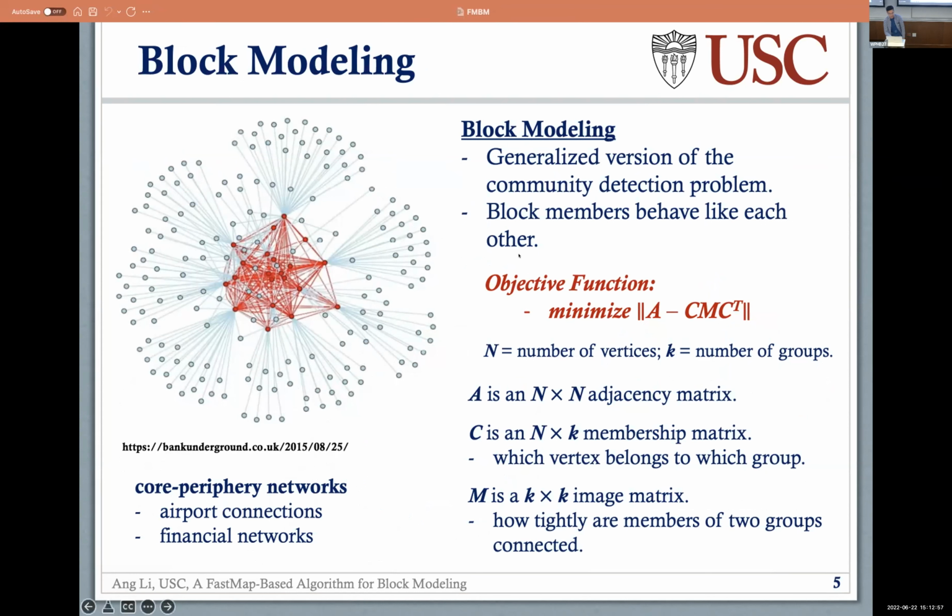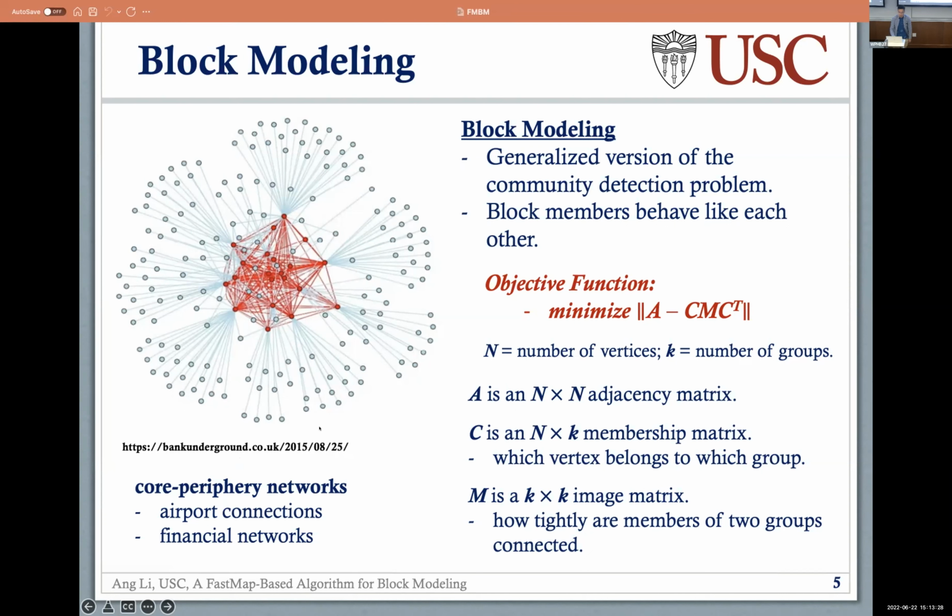For example, as this figure shows, block modeling can be used to identify the groups in a core-periphery graph. In a core-periphery graph, there are two sets of vertices: the core set of vertices, which are tightly connected to each other, and the periphery set of vertices, which are loosely connected to each other but well connected to the core. Core-periphery graphs are commonplace in many real-world domains, such as airport connections and financial networks.